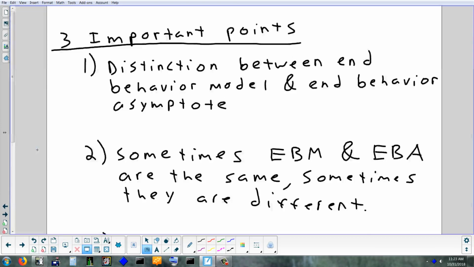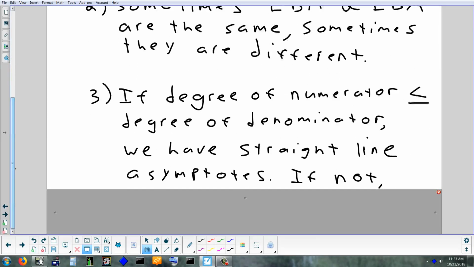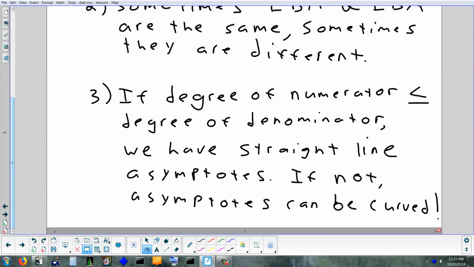Okay. And the third point, I think I already mentioned it, but now I'm writing it. If the degree of the numerator is less than the degree of the denominator, all your asymptotes are straight: horizontals and verticals. If the degree of the numerator is larger, like we just did in the last problem, degree 3 was in the top, degree 1 was in the bottom. When that happens, asymptotes can be curved.